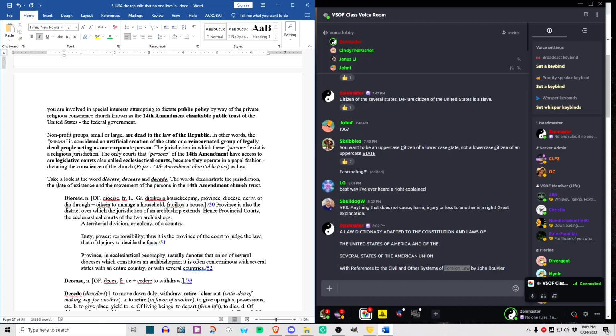Because they operate in a papal fashion, dictating the conscience of the church. Pope, 14th Amendment Charitable Trust as law. This is the reason why judges have to follow what's called judicial canon. You know of anything else that has canons? That's right. Think about it. And you should go look up what those canons are that they have to follow.